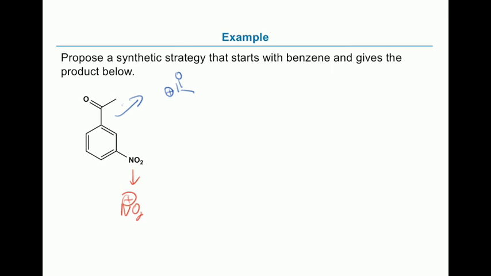Now we have a problem of order of addition or position. What I mean is, let's say we start from benzene. Pick, which one do you want to use first? Nitration or acylation? And again, at this point, you can just pick.